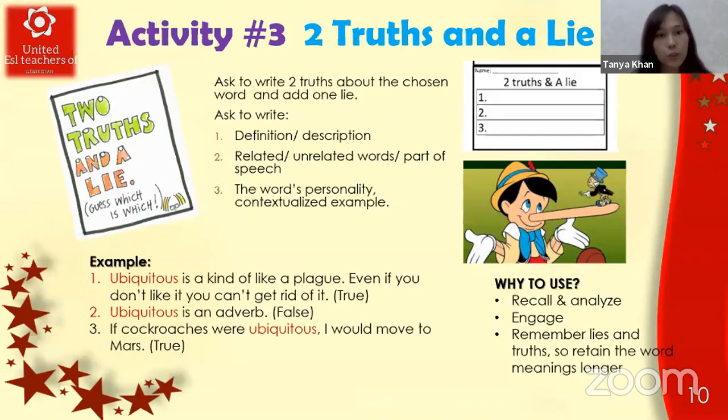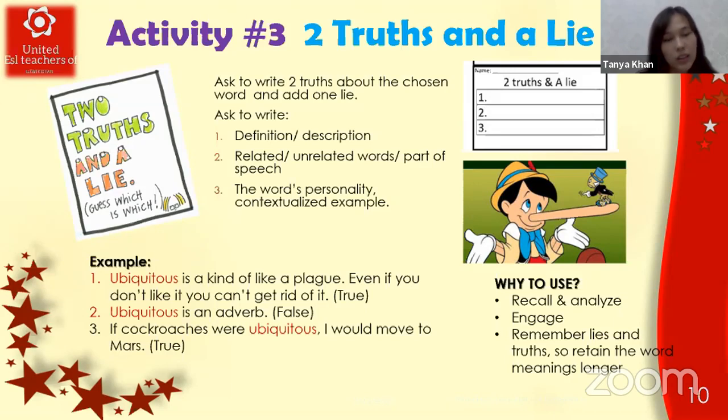For example, in the first one, they might be asked for a definition or description of this word. The second thing that they might write is a sentence or a phrase with related or unrelated words. I mean synonyms or antonyms for this, and they might also include the part of speech of it. And the third thing that they have to write might be a sentence with a contextualized example of it, or simply the situation where they can use this word.